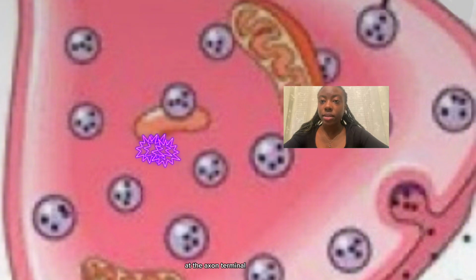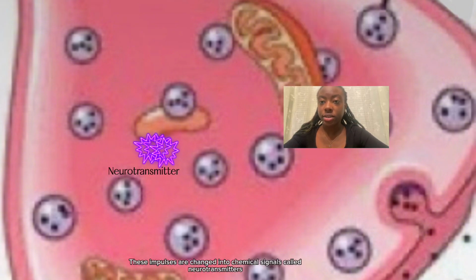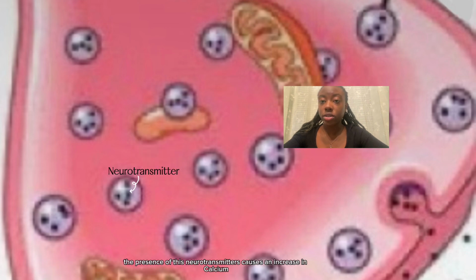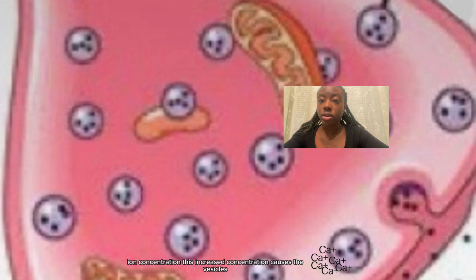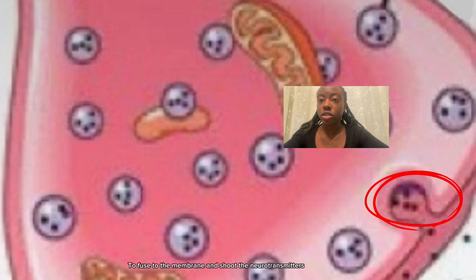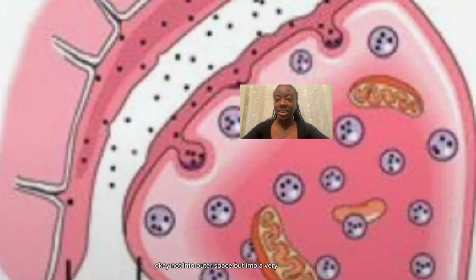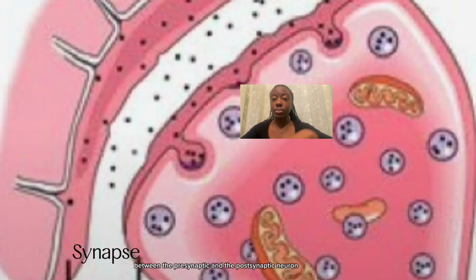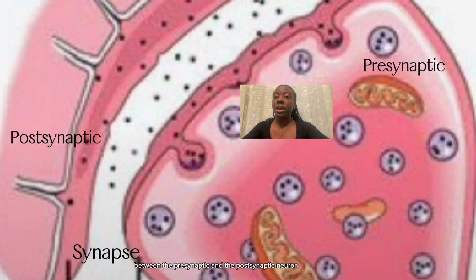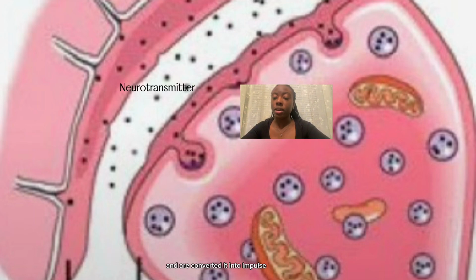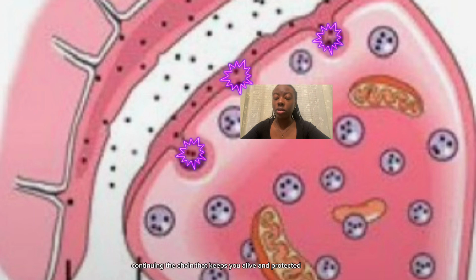At the axon terminal, these impulses are changed into chemical signals called neurotransmitters. The presence of these neurotransmitters causes an increase in calcium ion concentration. This increased concentration causes the vesicles which carry the neurotransmitters to fuse to the membrane and shoot the neurotransmitters into outer space. Okay, not into outer space, but into a very, very, very small space called the synapse between the presynaptic and the postsynaptic neuron. The neurotransmitters flow across the synapse and are converted into impulse as they stimulate the next neuron, continuing the chain that keeps you alive and protected.